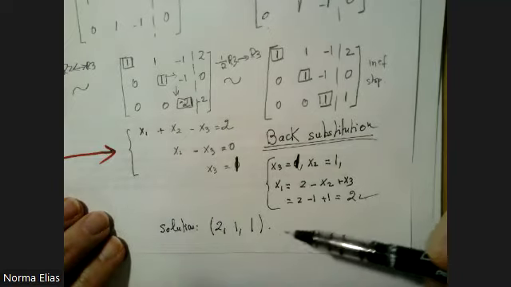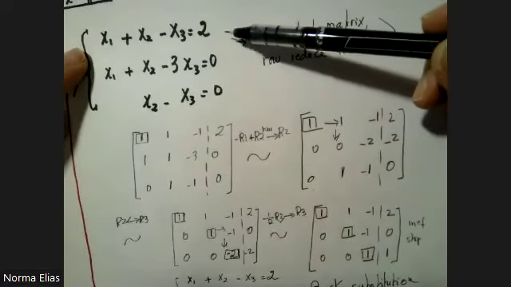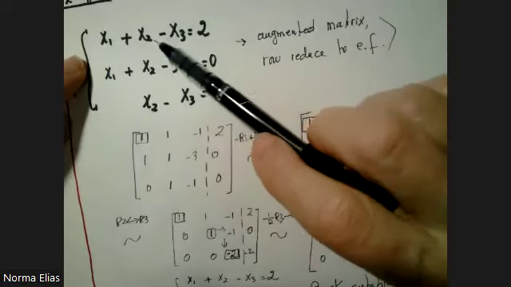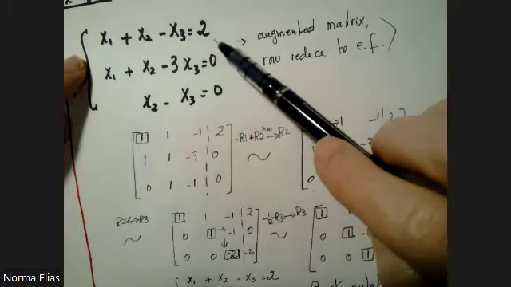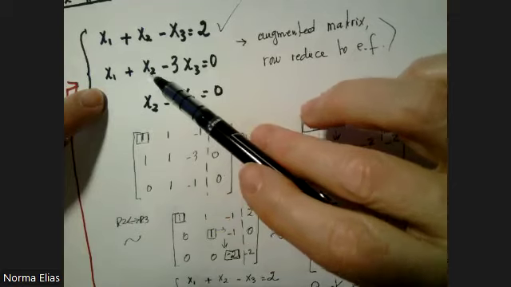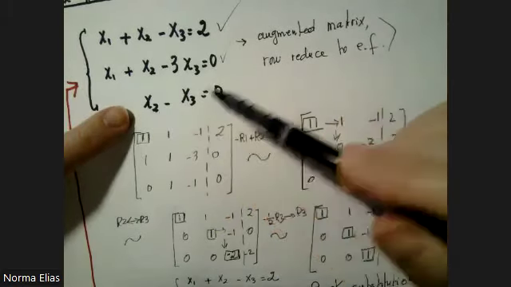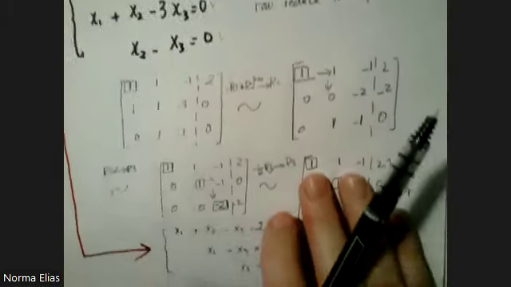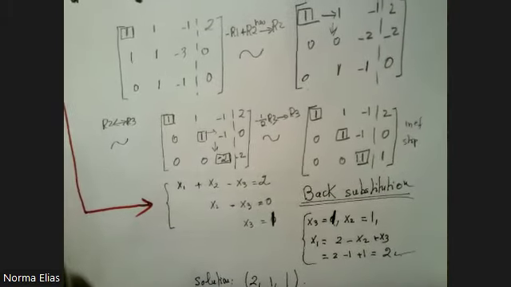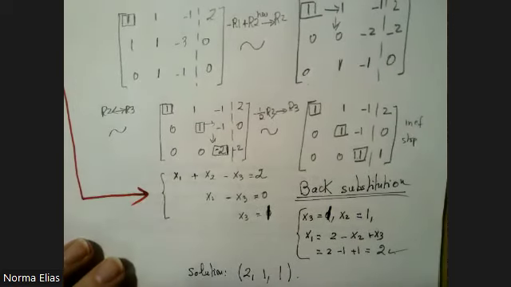Thanks, Dylan. That will be the solution of my system. Now I can take those, plug it back into the initial, and this has to be satisfied. 2 plus 1, 3, minus 1, 2, check. 2 plus 1, 3, minus 3, 0, check. 1 minus 1 equals 0, check. And this is the solution of the system. So that's really the process in which we are solving this whole system. Any questions?